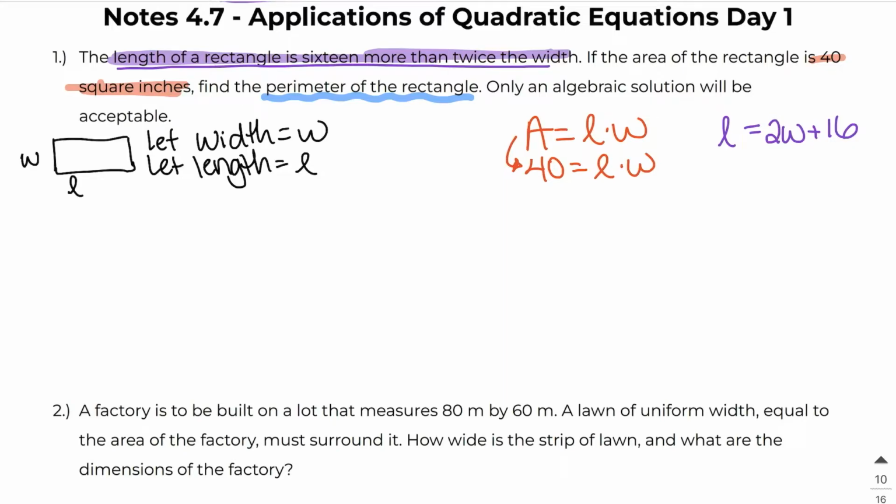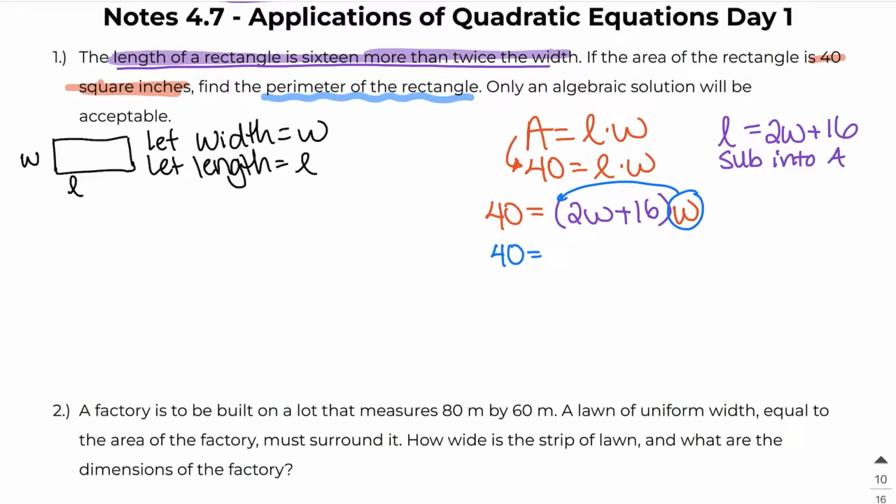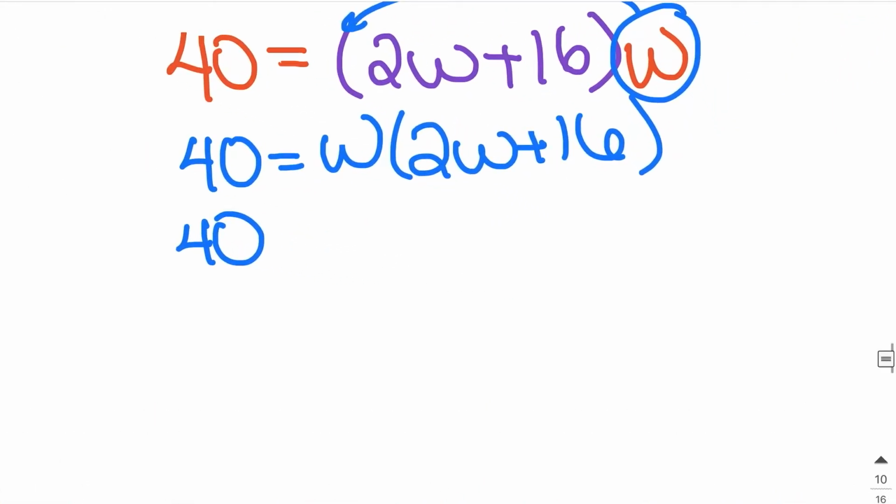Now that we've done that, we can use substitution and substitute this into our area equation. So I can say 40 is equal to, and instead of the L, I can replace it with 2W plus 16, and then I can copy this W down. Now, I have multiplication, and a lot of times it's a lot easier to write this as 40 equals, and then put the W in front because this is a single term, a monomial. Then it's a lot easier to see that we just have to distribute that W through. When I distribute that W through, I end up getting 2W squared plus 16W.